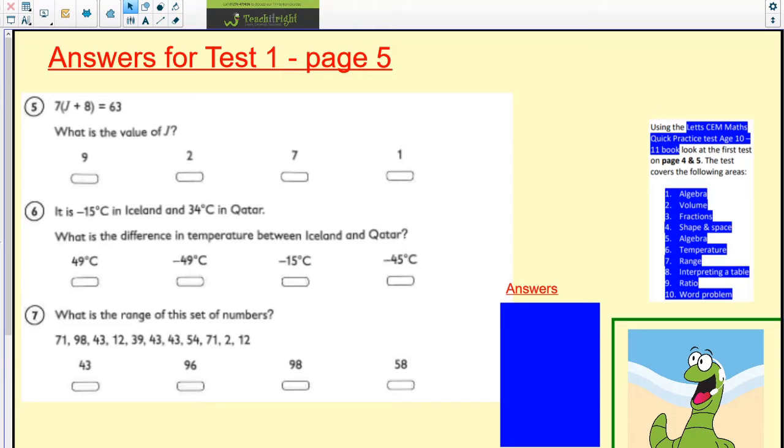So again, I'm going to work through 5, 6, and 7. Do my working out in the top corner. Let's change to red. That sounds nice to me. So, in this one, we have some algebra. What is the value of j?